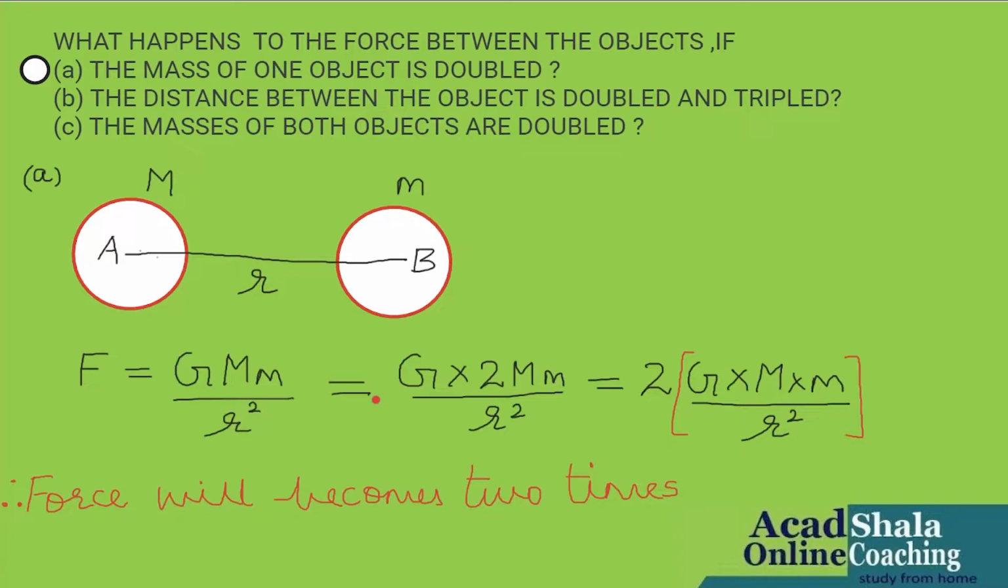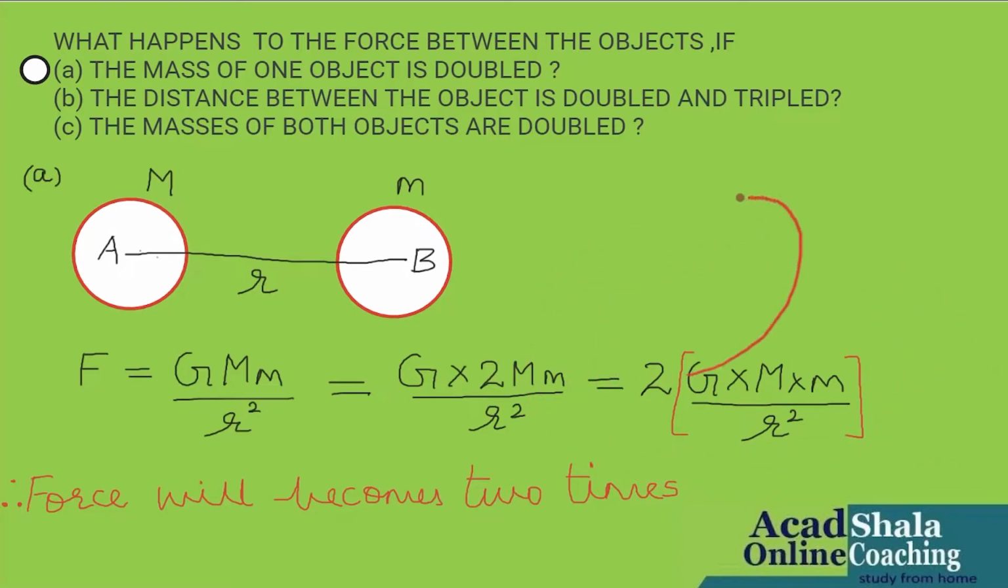Now what do I have to do? The mass of one object is doubled. So according to the demand of the question, G into 2M and small m will remain like that, upon R square. So this expression I have changed according to the numerical demand. Let me solve further. So 2 I will take outside, and then G M into small m upon R square. So this is the final expression I got according to the demand of the numerical.